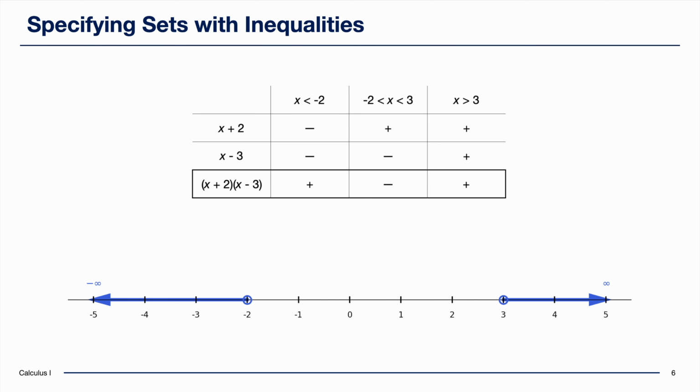So if we plot it on a number line, we can see that this inequality will be satisfied when x is less than negative 2 but not negative 2, and as well when x is greater than 3 but not 3.